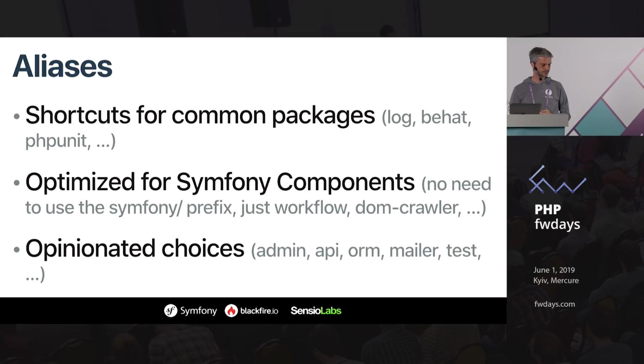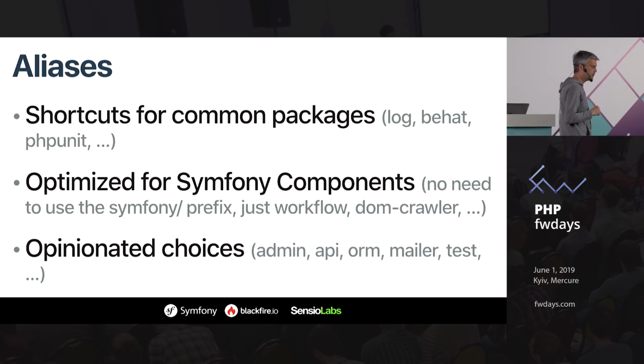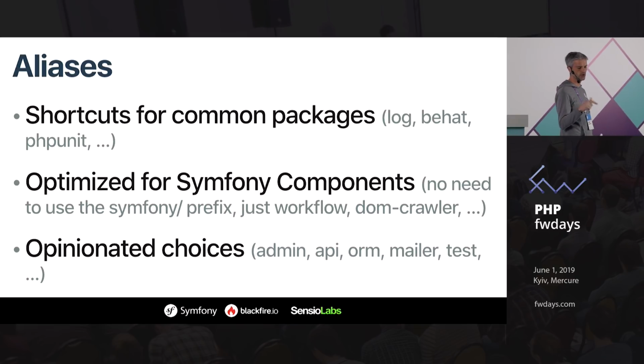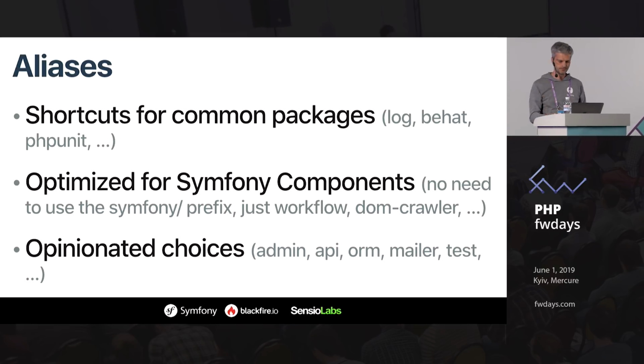It just works. It also means that we have opinionated choices. So if you say require API, you're going to have API Platform installed for you. If you are saying require ORM, then you are going to have Doctrine installed for you.